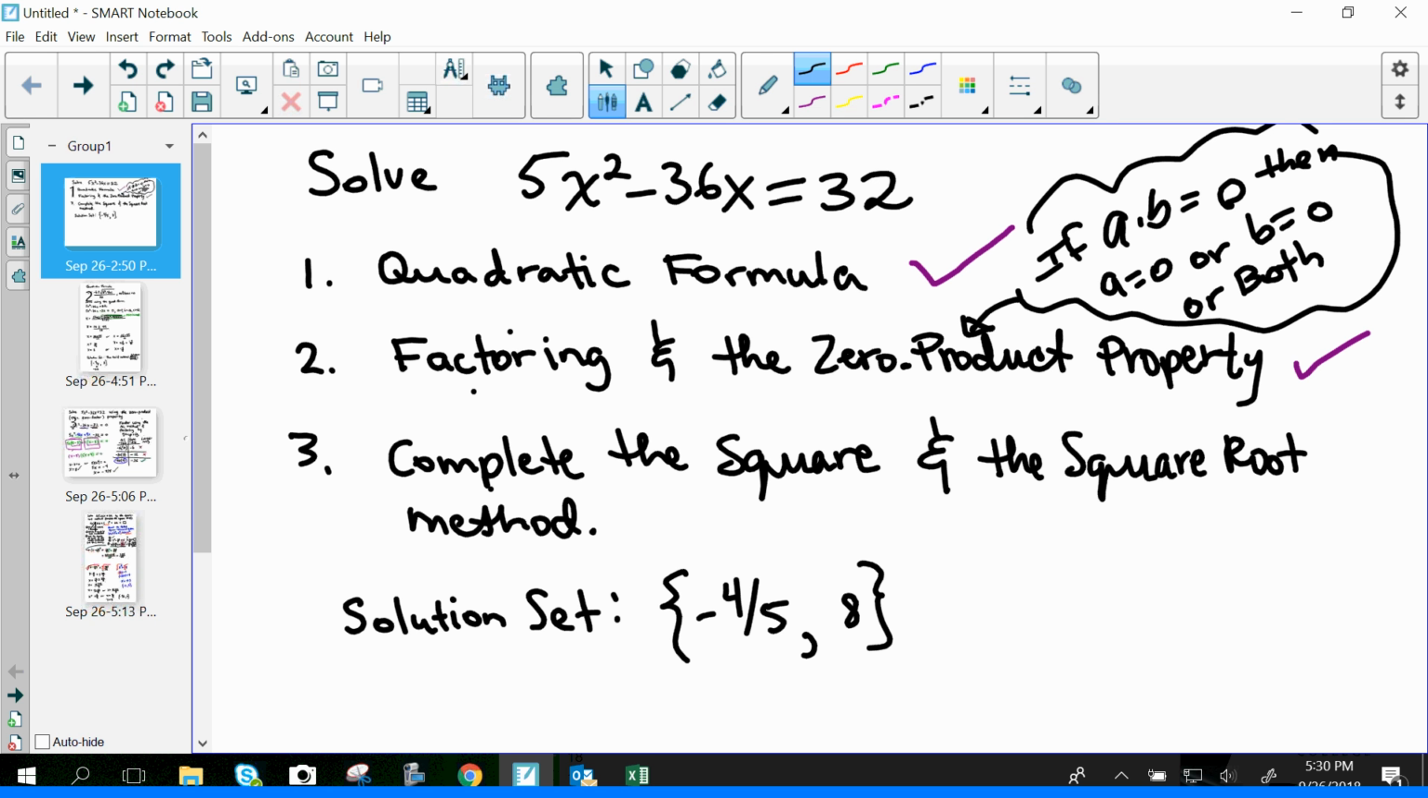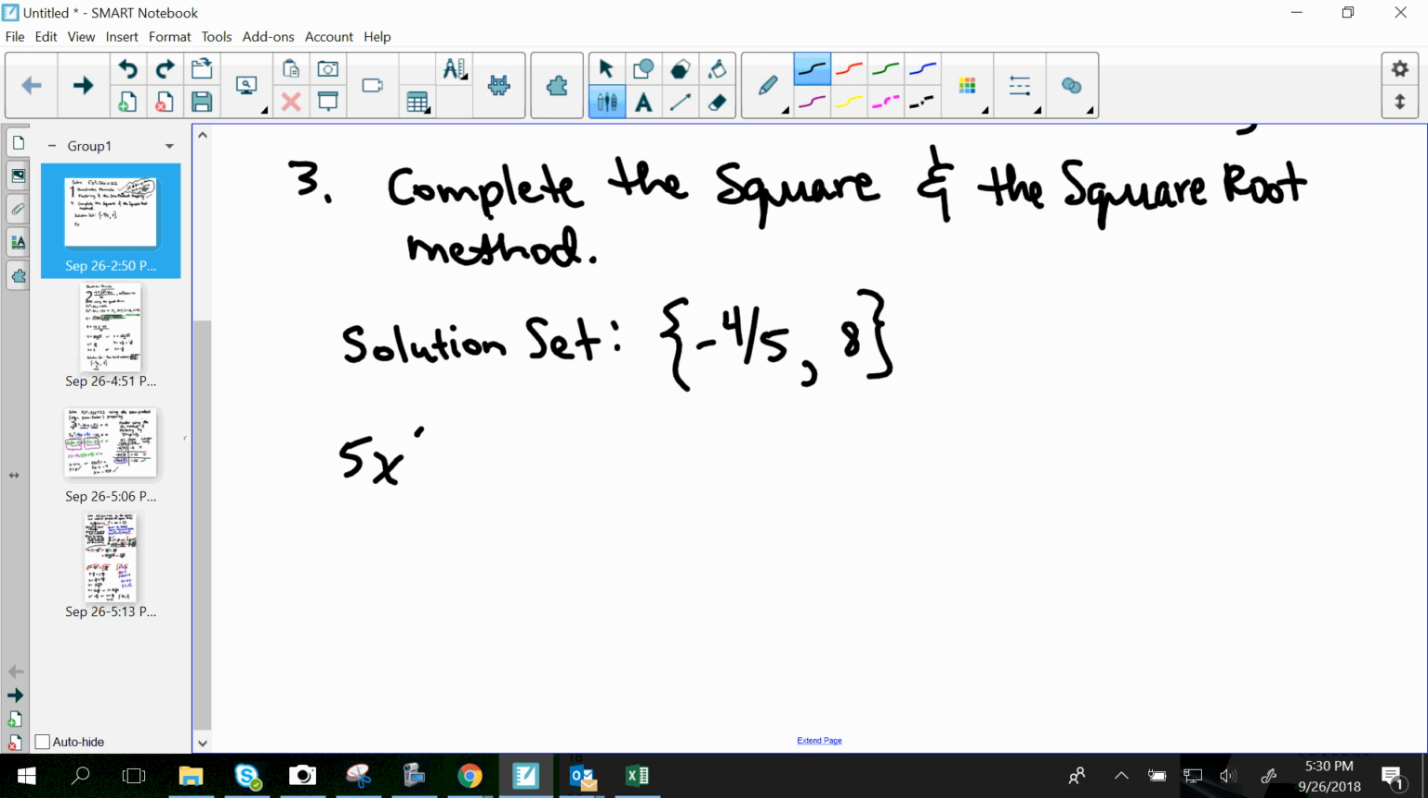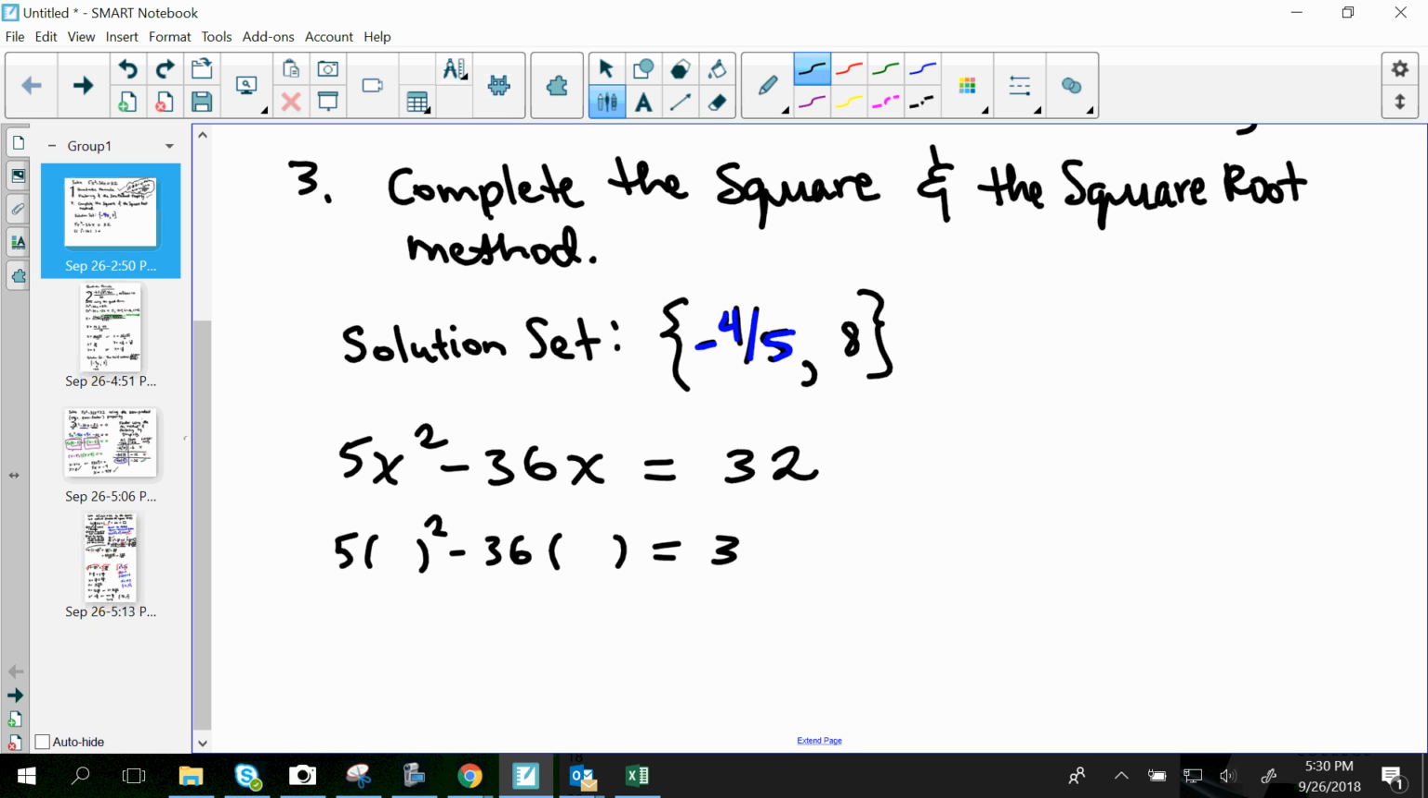And we can even just check that plugging in. So to our original 5x squared minus 36x equals 32. Let's plug in -4/5 and make sure we get a true statement. So we have 5x squared minus 36x equals 32, and that's what we're checking. We want to know, does it equal 32? Let's plug in -4/5.